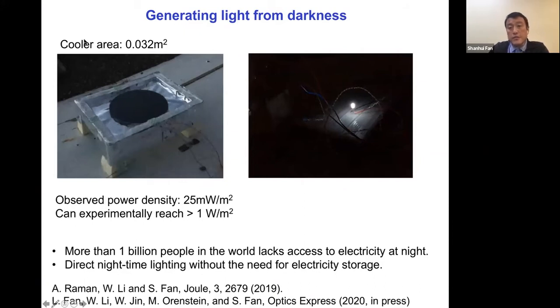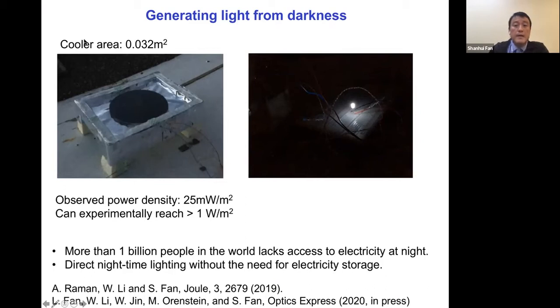In terms of significance of this simple experiment, the ability to generate light from darkness as we do, we think is quite interesting. More than 1 billion people in the world lack electricity at night. And one primary use of electricity at night is to generate light. What we have here is a technique that allows direct nighttime lighting without the need for electricity storage.